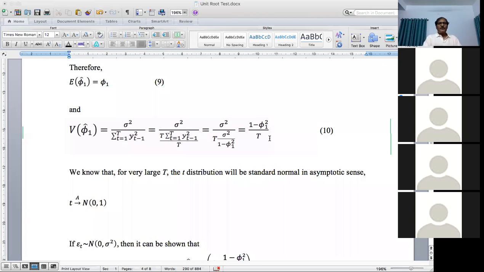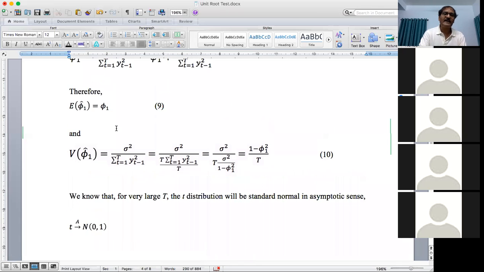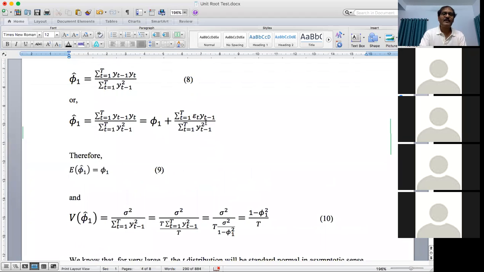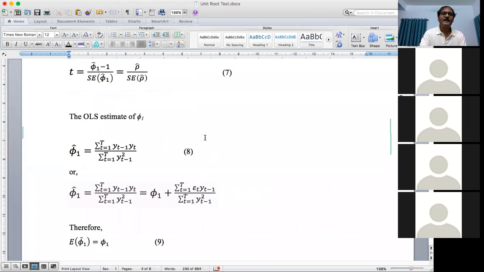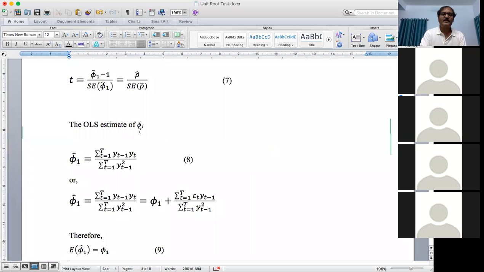So we have to keep in mind two things. The mean value of phi 1 hat is equal to phi 1. The variance of phi 1 hat is equal to 1 minus phi 1 square by T. What is phi 1 hat? Phi 1 hat is the OLS estimate of phi 1. What is phi 1? Phi 1 is the coefficient of yt minus 1. We are interested in testing unit root. Okay.